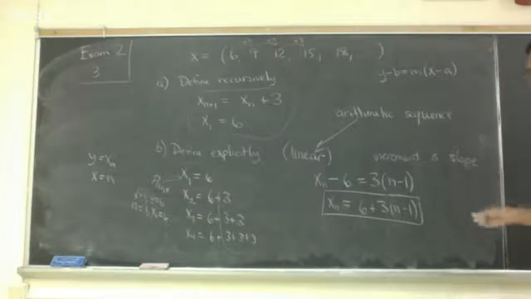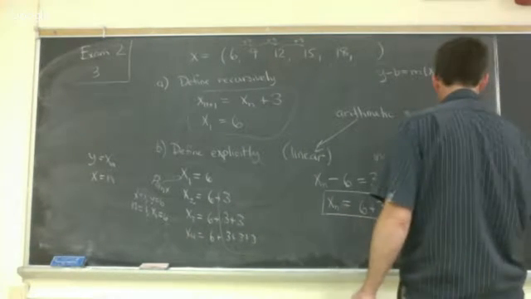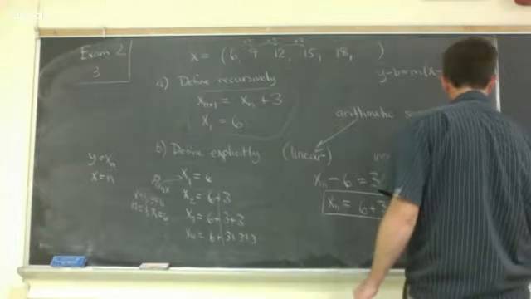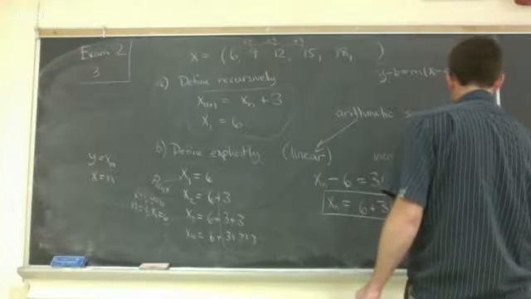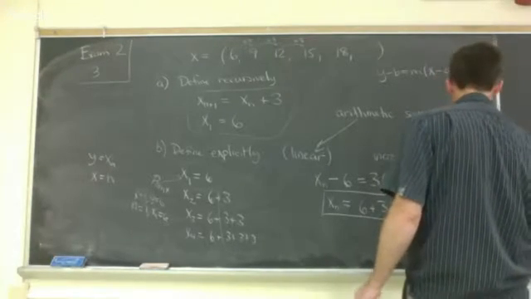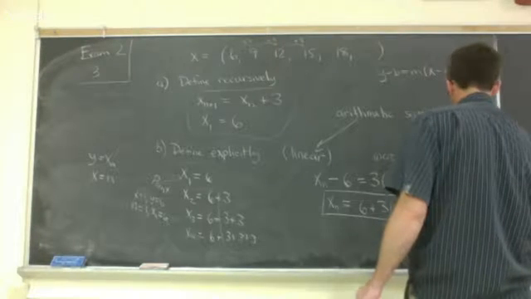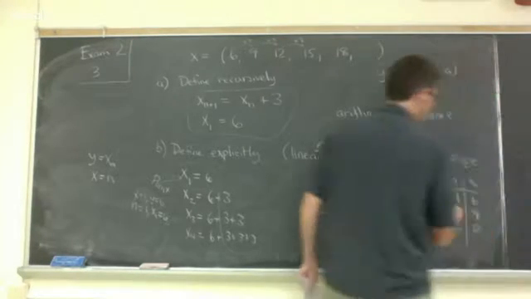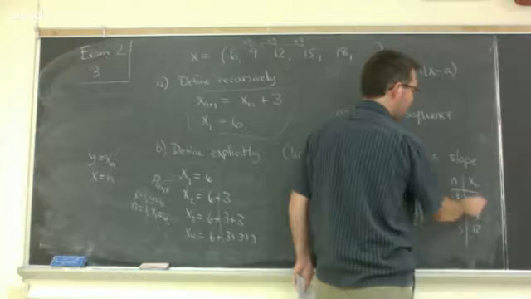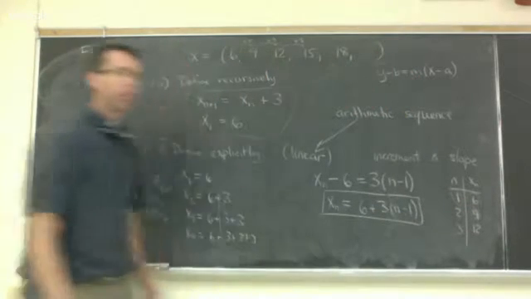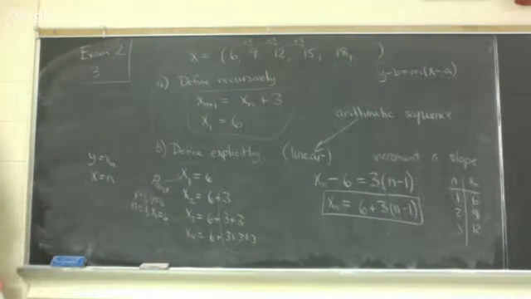And so here, if I thought about it as a data table, n and xn: 1, 6; 2, 9; 3, 12. Here's my x value, here's my y value with a slope of 3. Okay. All right, I think that answers that question.